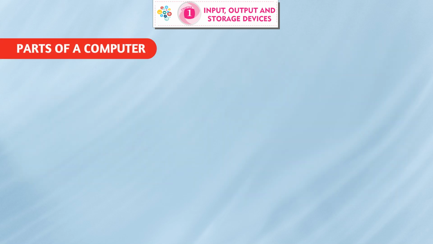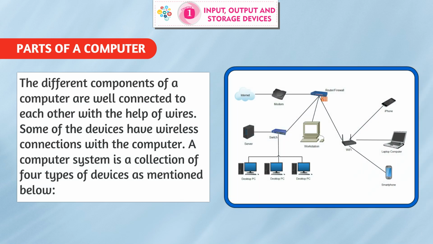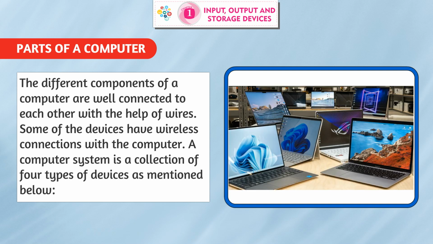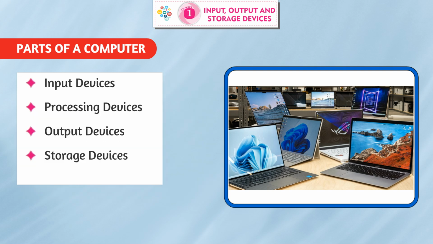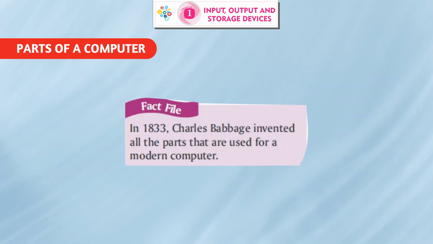Parts of a computer. The different components of a computer are well connected to each other with the help of wires. Some of the devices have wireless connections with the computer. A computer system is a collection of four types of devices as mentioned below: input devices, processing devices, output devices, storage devices. Fact file. In 1833, Charles Babbage invented all the parts that are used for a modern computer.